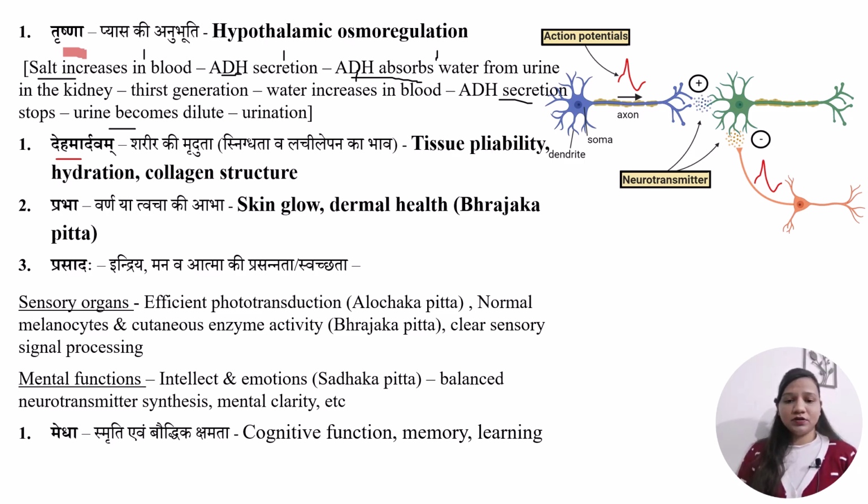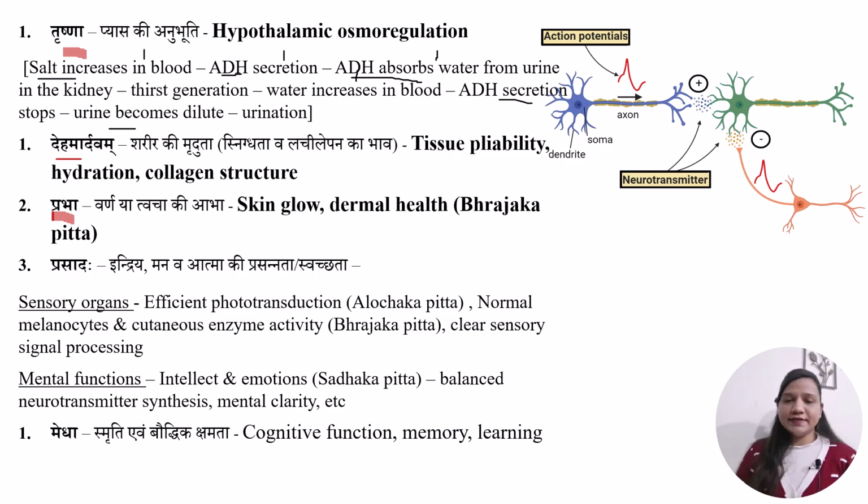Now the next function of Pitta is Prabha. Prabha means varna ya tvacha ki abha. That means skin glow or dermal health. Here specifically Bhrajak Pitta is responsible, because we have learnt in the previous lecture that Bhrajak Pitta resides in the skin. So it's obvious that Bhrajak Pitta is responsible for the skin glow or the dermal health.